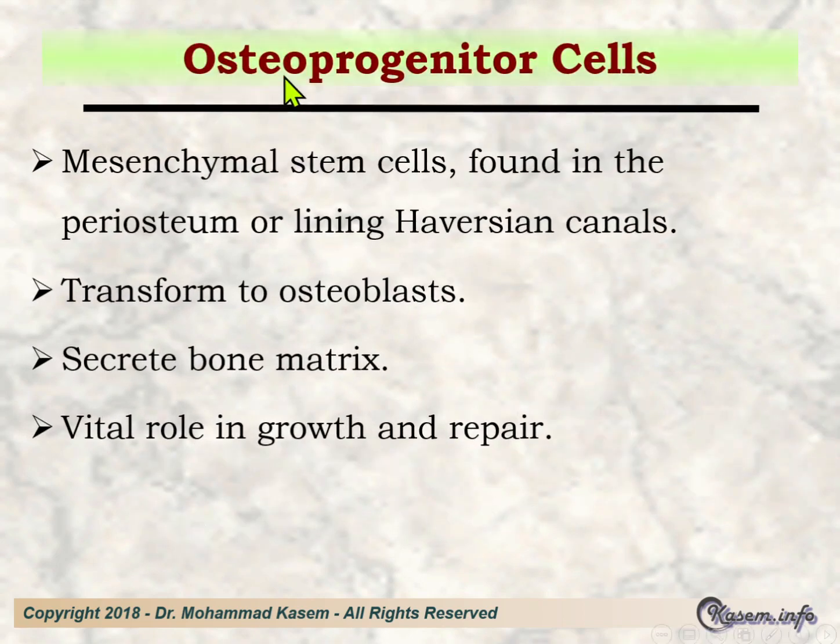This is number one, the osteoprogenitor cell. These are mesenchymal stem cells, in fact, found in the periosteum or lining Haversian canals. If you don't know Haversian canals, we shall talk about them soon in the next slides. They later become differentiated into osteoblasts. The osteoblasts are the cells building the bones. They also secrete bone matrix and have a vital role in growth and repair.